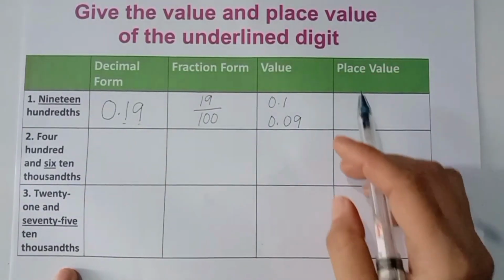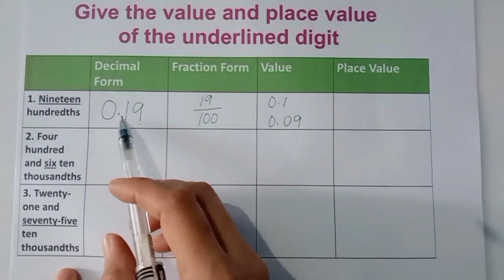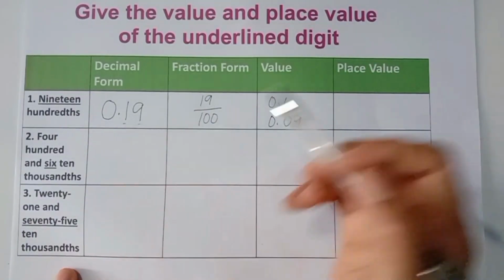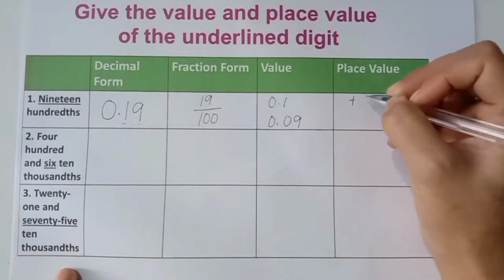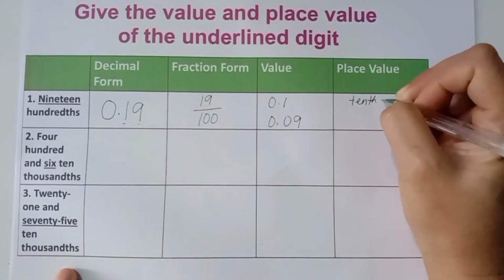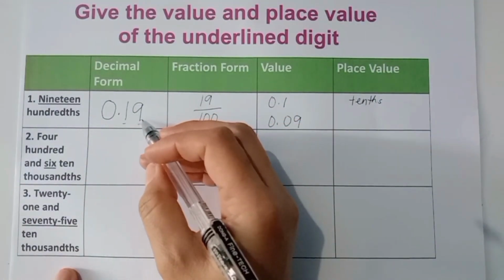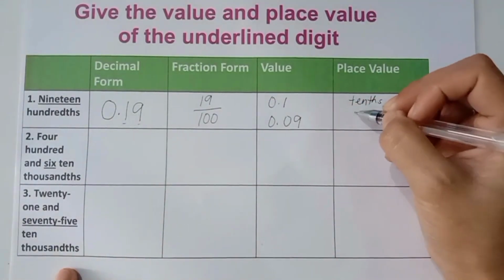Okay, now, let's go to the place value. Ano man po ang place value ng 1 na ito? So, ang place value ng 1 na yan ay tenths. Ano naman po ang place value ng 9? Yan po ay hundredths.